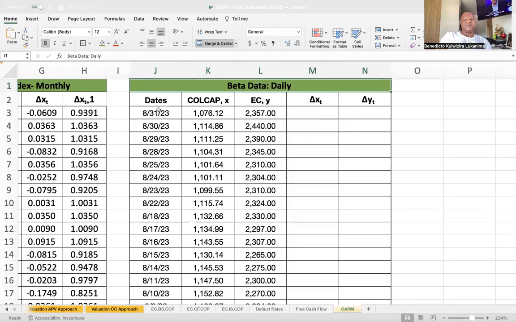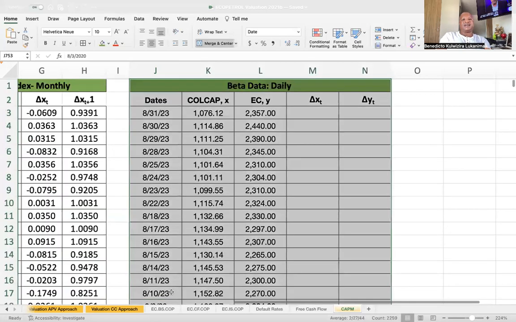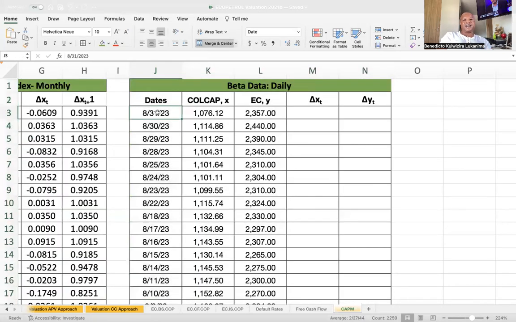So first we have the sample. In this case, I apply 3 years, almost, from August 3rd, 2020, until August 31st, 2023. You can use 5 years, no problem. 4 years, 2 years, there's no problem. There are no standards regarding the sample. CAPM is the index, X. EC is the stock, meaning Ecopetrol, Y.